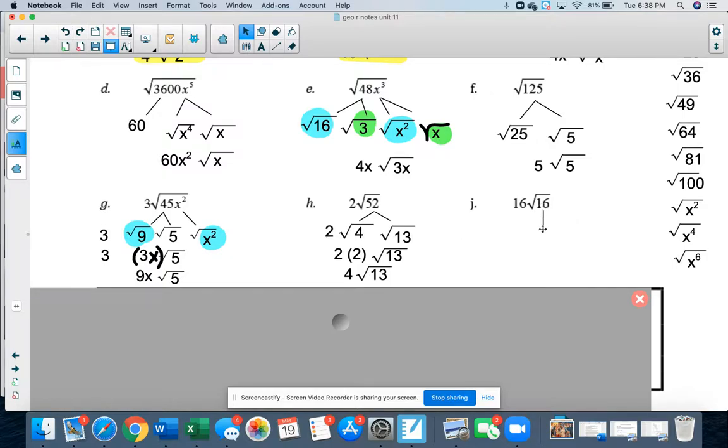16 is a perfect square. Square root of 16 equals 4, and I multiply that by the 16 that was hanging out in front, and that equals 64.